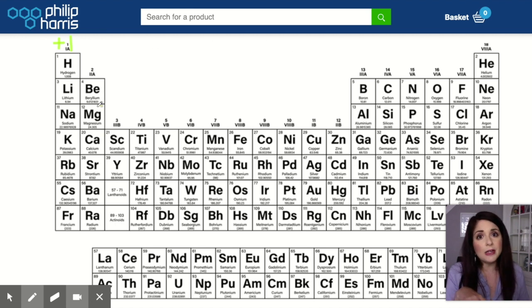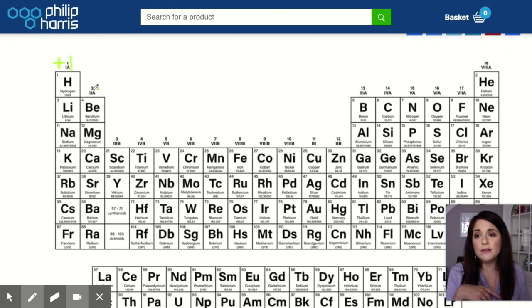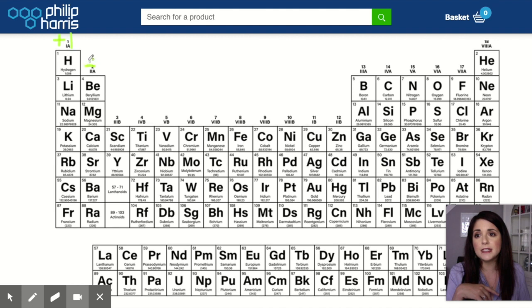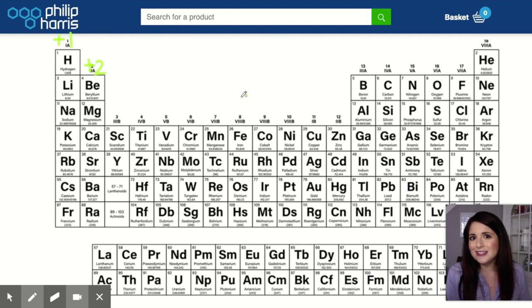Your alkaline earth metals, so everything in group 2, will all have a charge of positive 2. So pretty easy so far. These only have one charge, and they're either +1 or +2. Like I said, we're going to skip the transition metals. Right here, group 13, boron's group. Everything in this section in a binary compound will have a charge of positive 3. Not too bad.